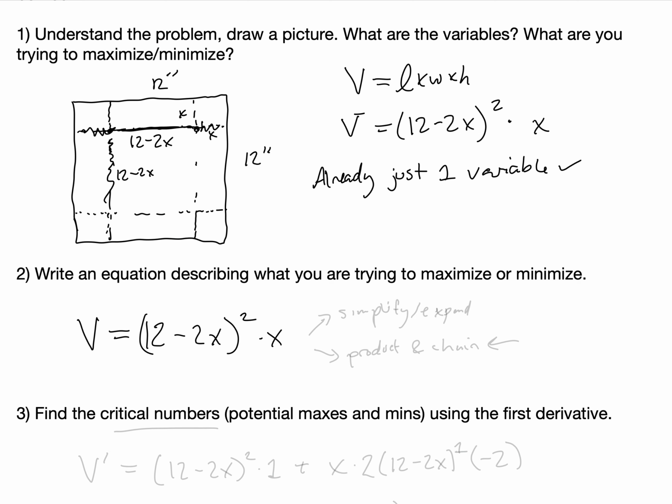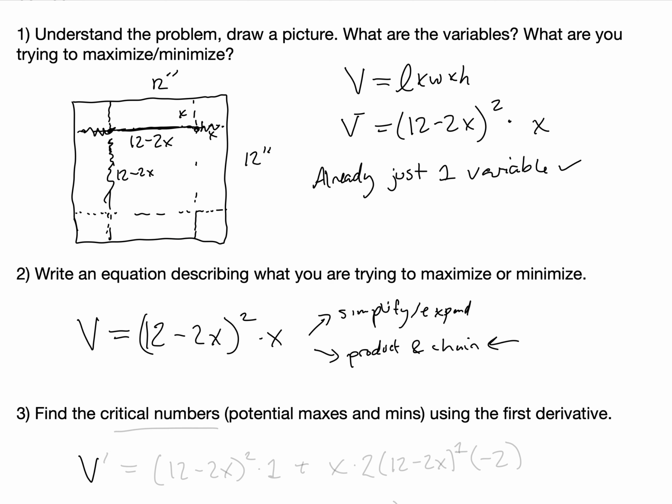So at this point, we could do two different things. We could either simplify, we could expand this out, and then just use our tools for taking the derivative of a polynomial, or we could use the product rule and the chain rule. Either way is fine. Just for fun, I'm going to use the product and chain rule.